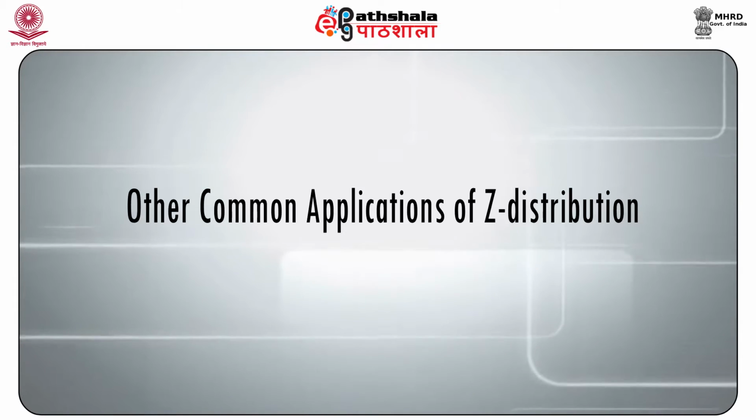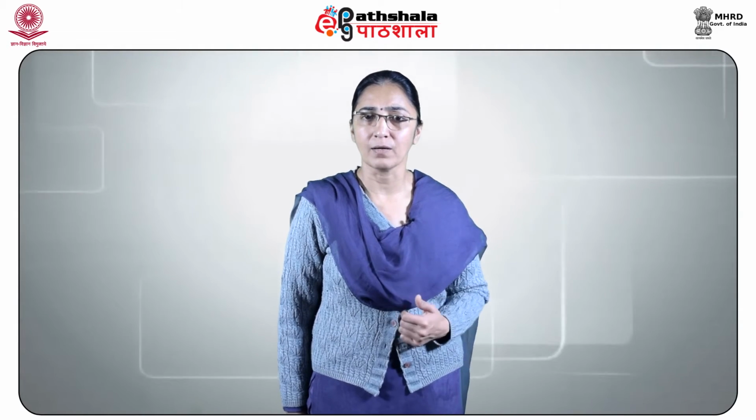Other common applications of Z distribution. We have learned that any random variable that is normally distributed with given parameters mu and sigma square can be converted to standard normal variable Z to compute probabilities or area under the curve using the standard normal table. Now we will learn some other common applications of Z distribution.